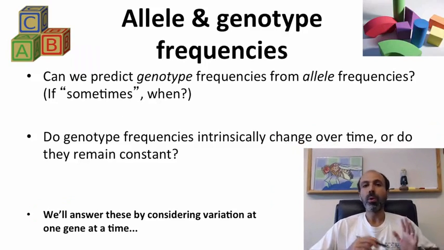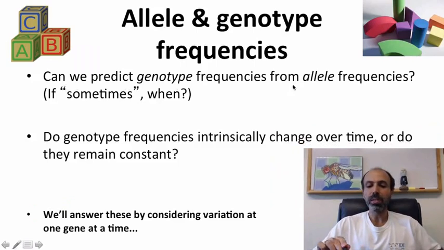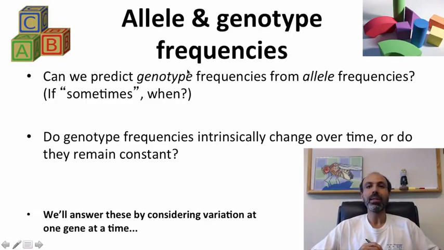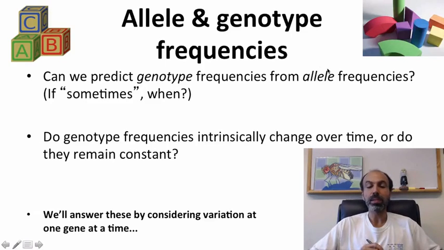Now let me ask a couple of broader questions first. First, can we predict genotype frequencies if we know allele frequencies? If we know how abundant different genotypes like big A, big A, big A, little a, and little a, little a are in a population, can we get from this to allele frequency? And if the answer is sometimes, when can we?